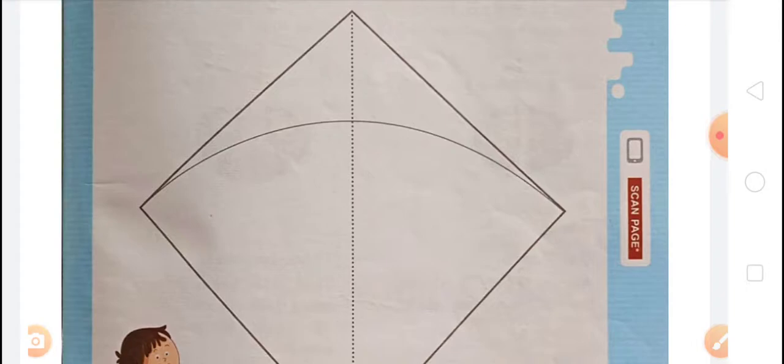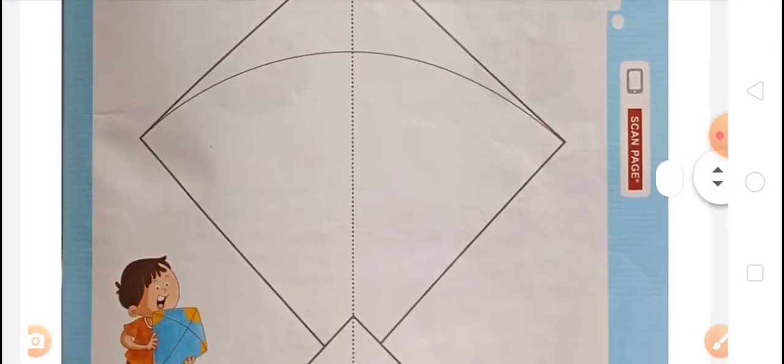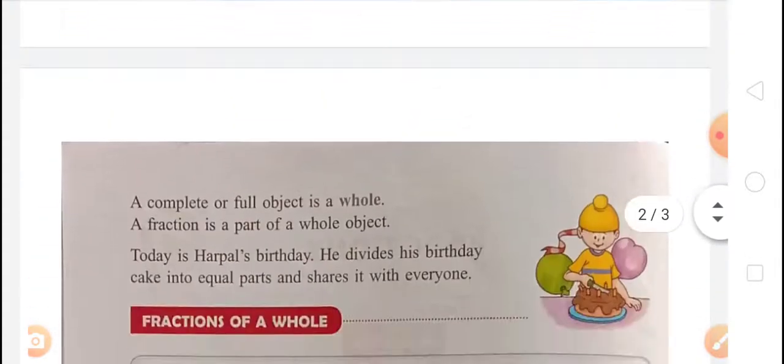So you color the left half of the kite red and the right half green, and each equal part that you have colored is called a fraction of the whole kite. Okay, next please.